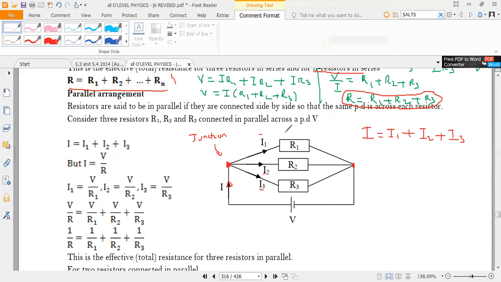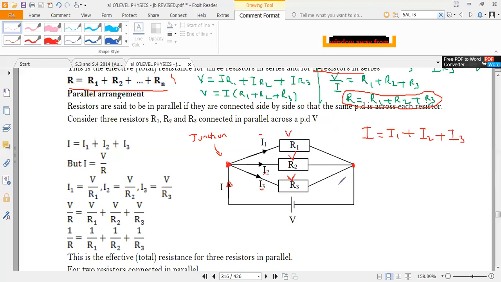So the voltage through this is V. Even the PD through this is V. Even the PD through this is V. So PD is the same across all the three resistors.